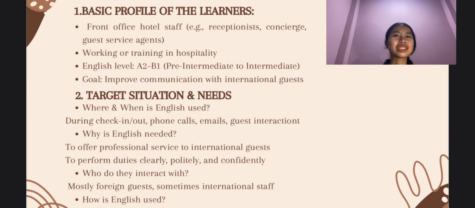Fourth, who do they speak with? Mostly foreign hotel guests, sometimes international coworkers or managers. And the last, how is English used? In polite spoken conversation, listening to guest requests, reading and writing simple messages, and giving clear explanations or directions.